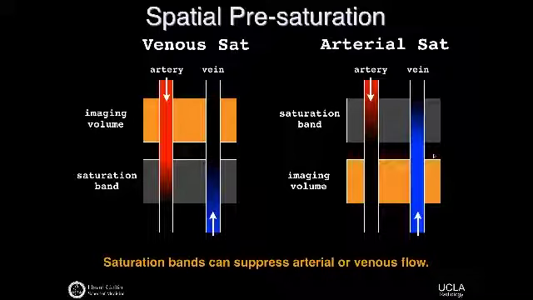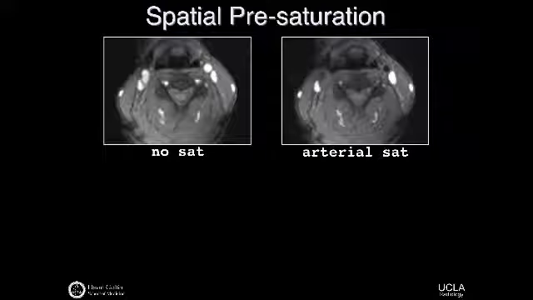Here's no saturation band. This is an axial through the neck or close to the neck. This is an axial image where there's no saturation band. You can see that these different vessels appear relatively bright, whether it's an artery or a vein. Here I play an arterial saturation pulse. So I'm saturating arterial blood, and you can see that this artery here, the signal drops out, and I'm left primarily with bright inflow enhancement from veins only.